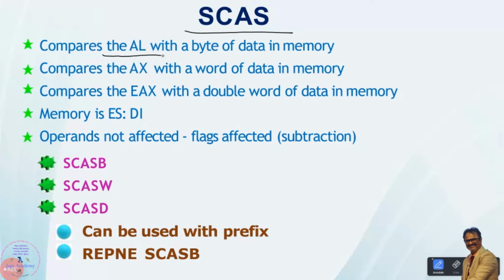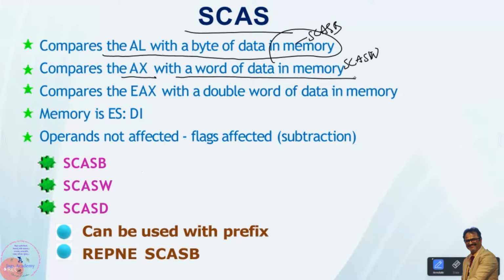It compares the AL register with a byte of data in the memory. This is SCAS B. Similarly, you have SCAS W, which compares the content of the AX register with the word in the memory. Similarly, there is SCAS D. It compares the two locations in the memory.